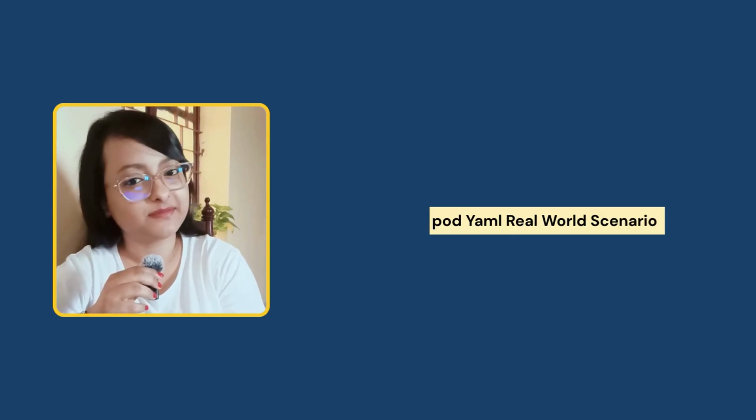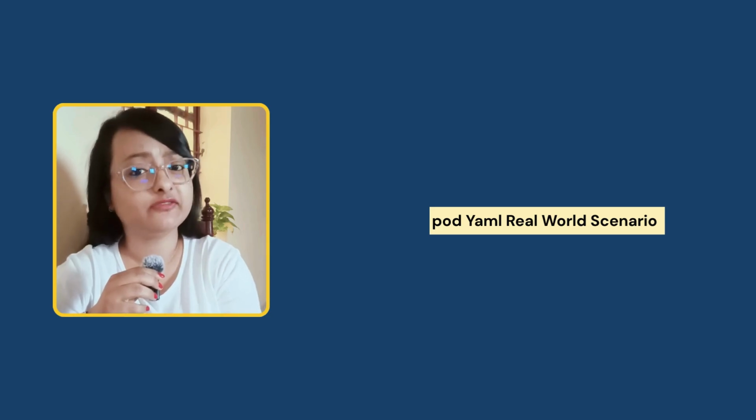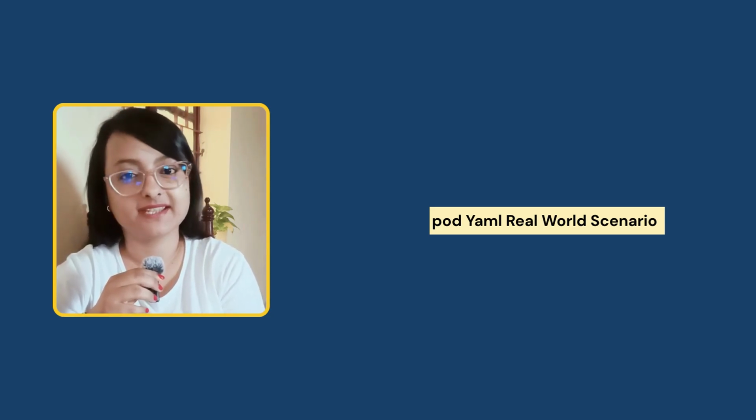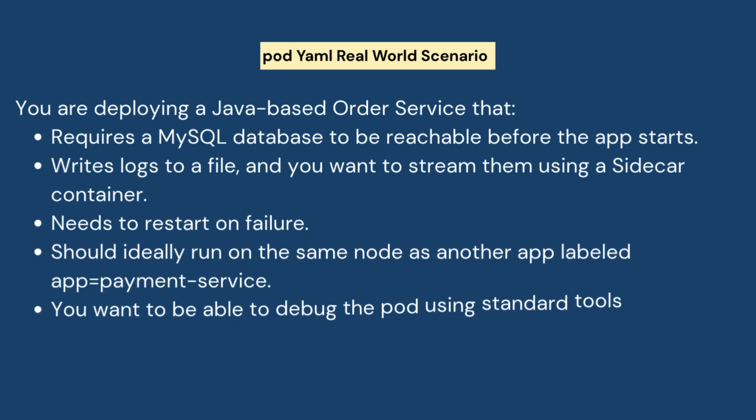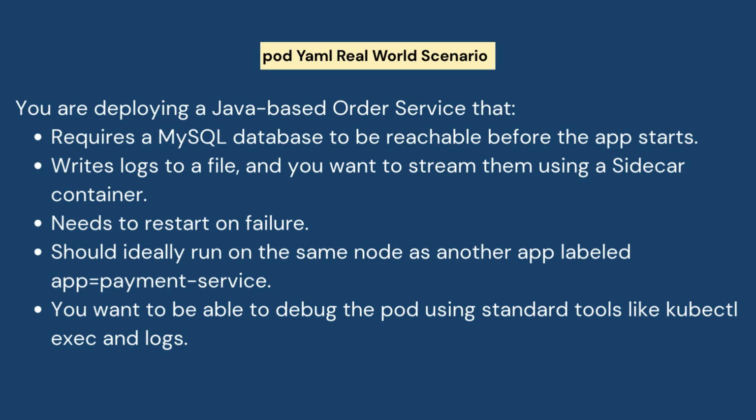Now, let's start with some hands on. Let's create a Pod YAML from scratch for a real world scenario. You are deploying a Java based order service that requires a MySQL database to be reachable before the application starts. It writes logs to a file and you want to stream them using a sidecar container. You also need it to restart on failure and it should ideally run on the same node as another app labeled app payment service. You also want to be able to debug the pod using standard tools like kubectl.